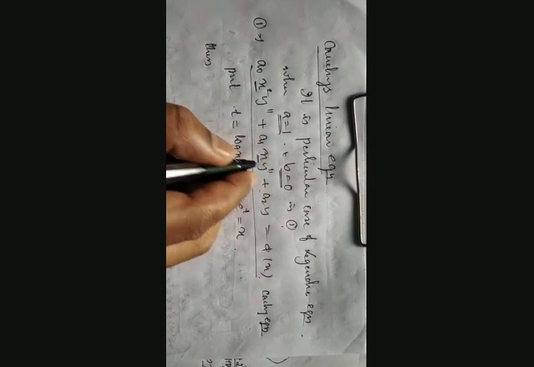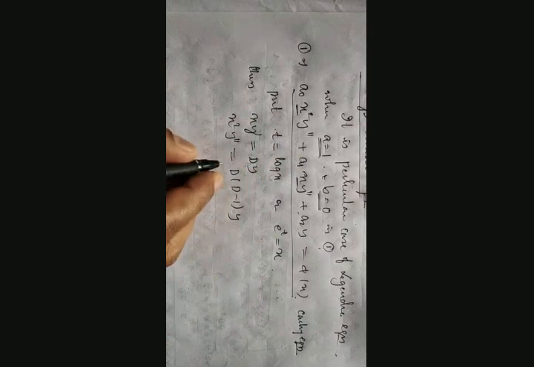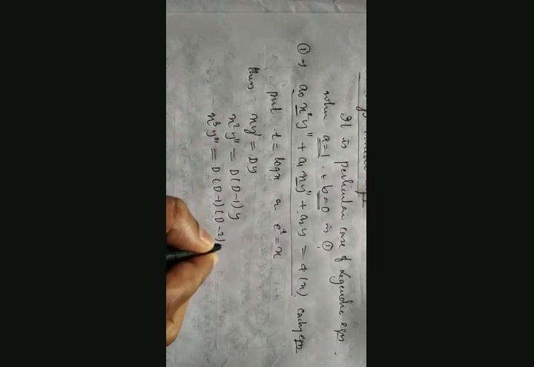Then whatever the substitutions we took, in that you substitute a is equal to 1 and b is equal to 0. Then we will be getting x y' = Dy, x^2 y'' = D(D-1) y, because previously it was a^2 but a is equal to 1. Next, x^3 y''' = D(D-1)(D-2) y, and it will continue. So this will be the substitution.